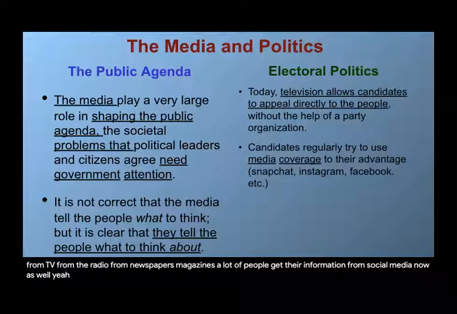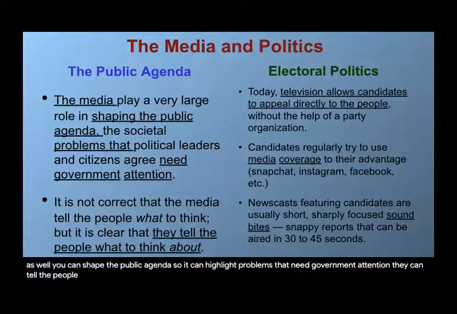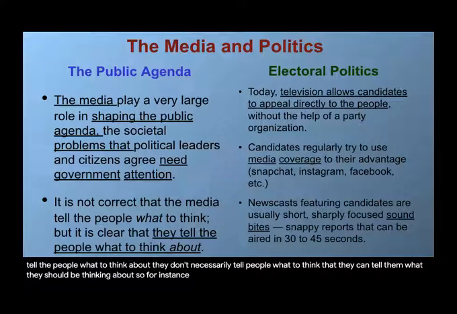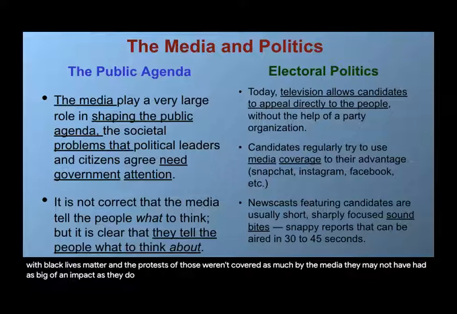The media can shape the public agenda, so it can highlight problems that need government attention. They can tell the people what to think about. They don't necessarily tell people what to think, but they can tell them what they should be thinking about. For instance, if the events of last summer, the events with Black Lives Matter and the protests, weren't covered as much by the media, they may not have had as big of an impact as they still are having today.